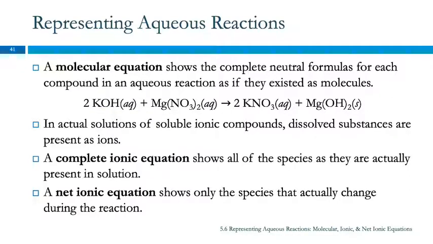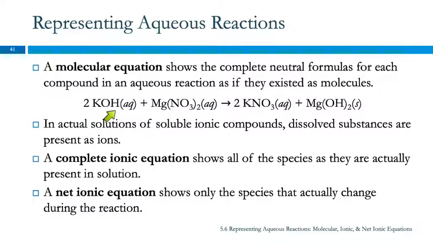It's showing potassium hydroxide as a compound. It's showing magnesium nitrate as a compound, aq being dissolved in water. But what actually occurs when magnesium nitrate is dissolved in water is that the ions are separated from each other. So we can write a complete ionic equation which shows all the ions as they actually are.